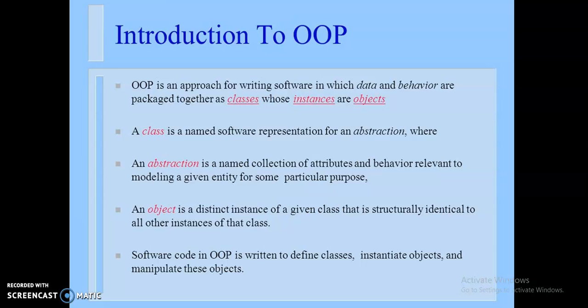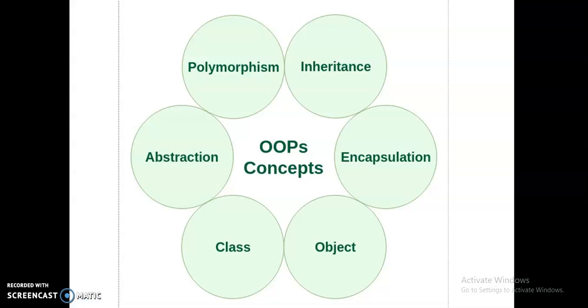What is a class? A class is a named software representation for an abstraction, where an abstraction is a named collection of attributes and behavior relevant to modeling a given entity for some particular purpose. An object is the distinct instance of a given class that is structurally identical to all other instances of that class. Software code in OOP is written to define classes, instantiate objects, and manipulate these objects.